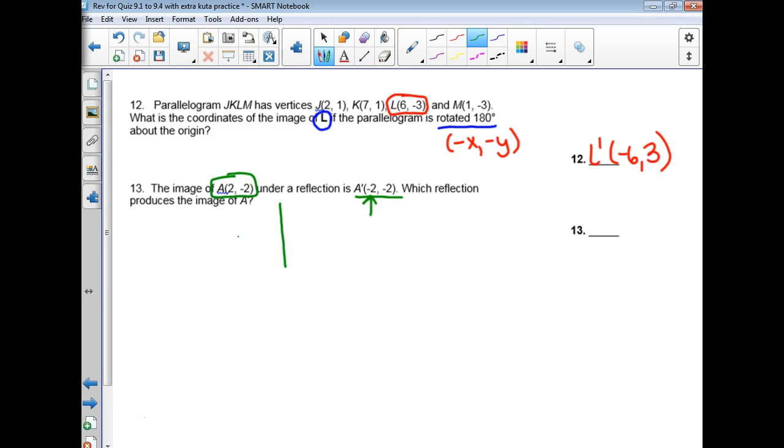If you were confused on this, here's a way to do it and figure it out. 2, negative 2 would be somewhere about there. Where's negative 2, negative 2? Well, that's over here. So what'd you go over? You went over the y-axis. So that would be the reflection in the y-axis. If you don't know, just plot the points, a quick little sketch of it, and then you can figure it out. But in the rules, it does say to change the sign of X if you reflect over the y-axis.